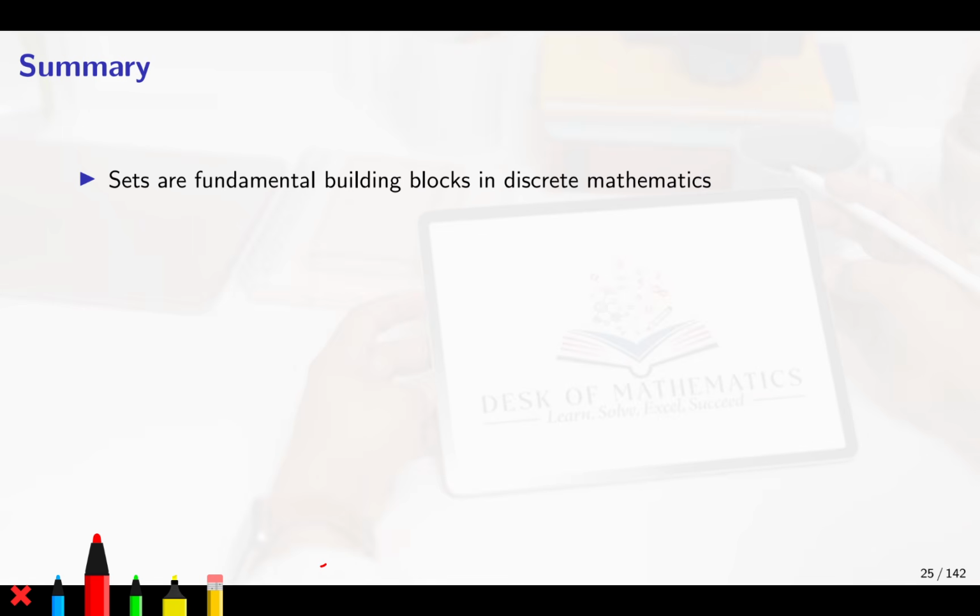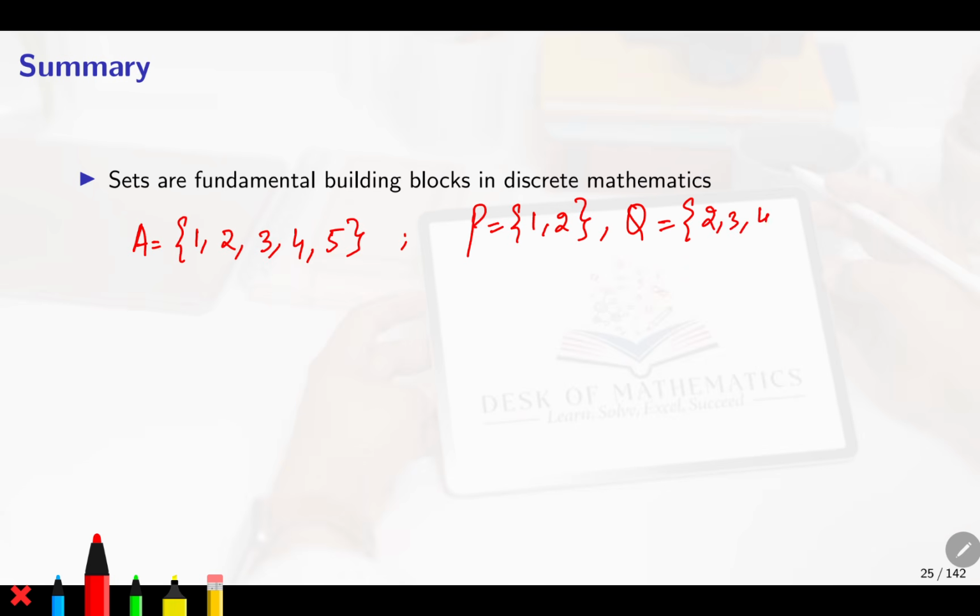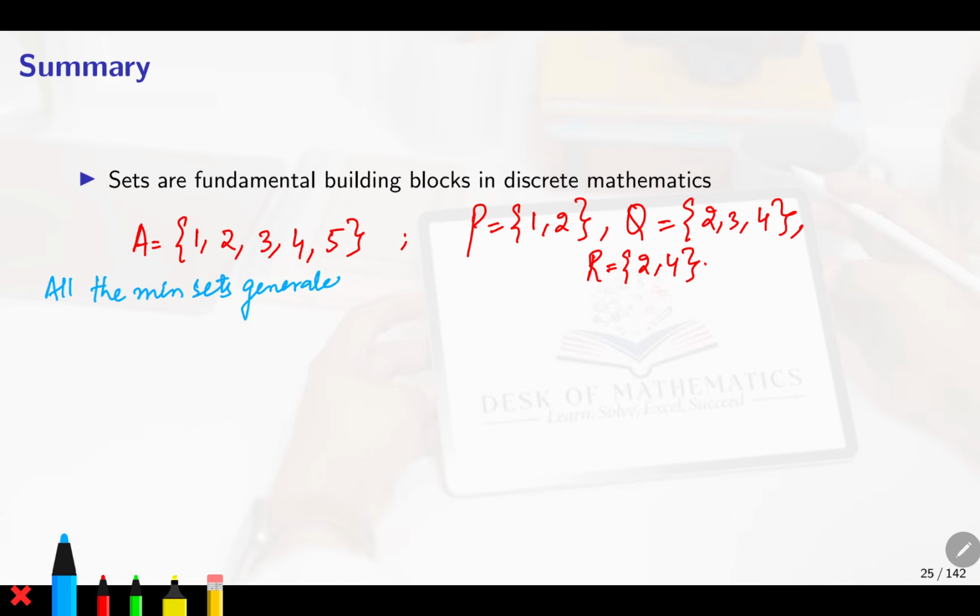For example, you have a set A to be 1, 2, 3, 4, and 5. This is your set, and you have one subset, let's say P to be 1 comma 2. This is a subset of A. Q is another set, 2, 3, and 4. R is another set, 2 and 4. They will ask you to find all the min sets generated by P, Q, and R.